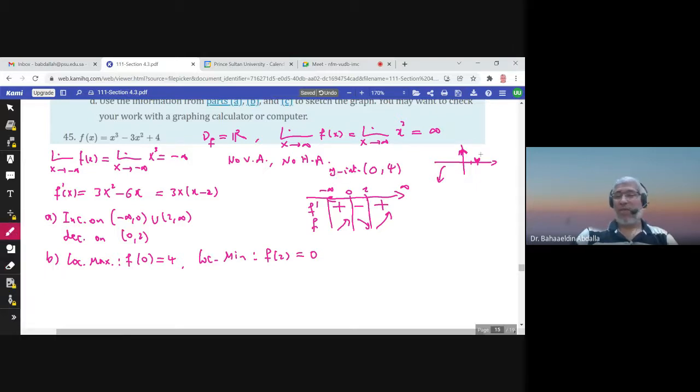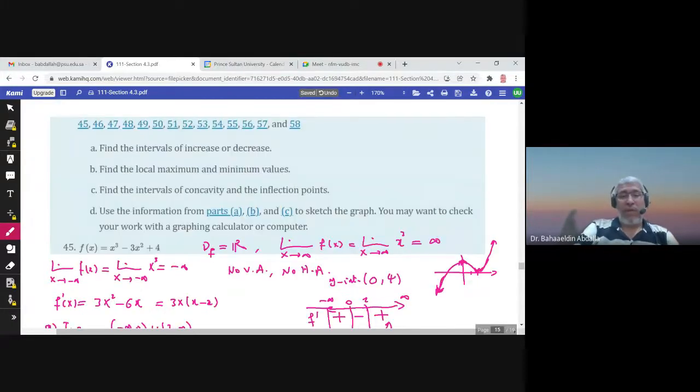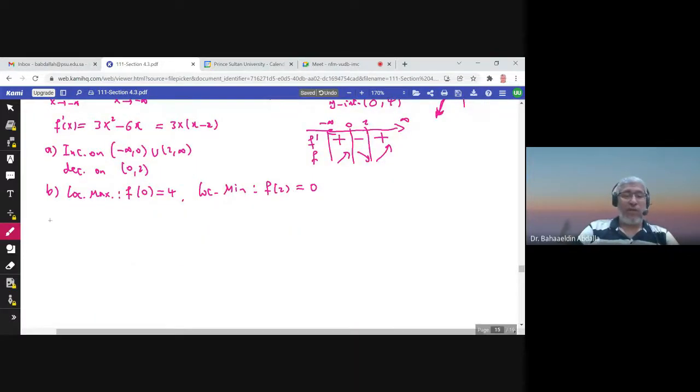So I can say that the graph goes after this to infinity if you like. And I can guess the graph. I think this would be the graph of the function. But I'll find more information: intervals of concavity and inflection points. This needs f double prime. F double prime would be 6x minus 6. If I put it equal to 0, then x is 1.